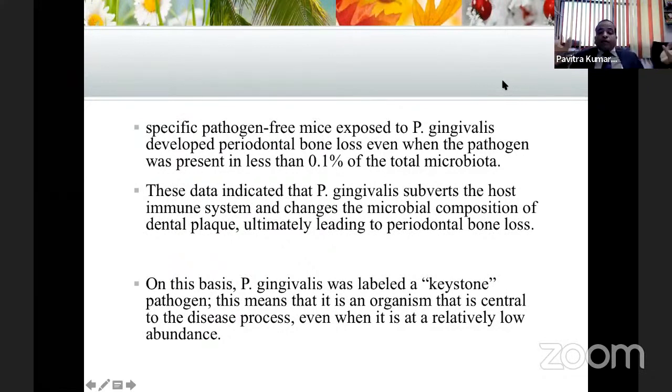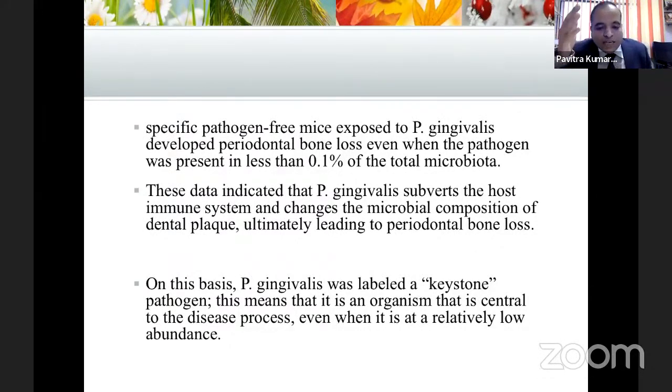So the main thing is the importance of ecology, stress, and the symbiotic relation. Symbiosis is very important, as I told you in my earlier slide. So reduce the stress, reduce the inflammation, reduce the cytokine level, reduce the unpleasant environmental factors.